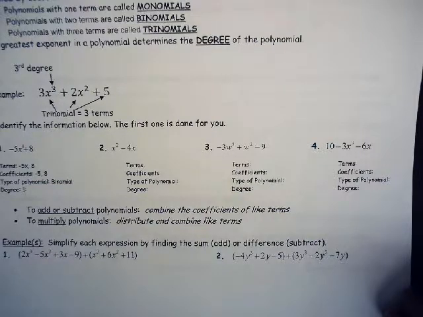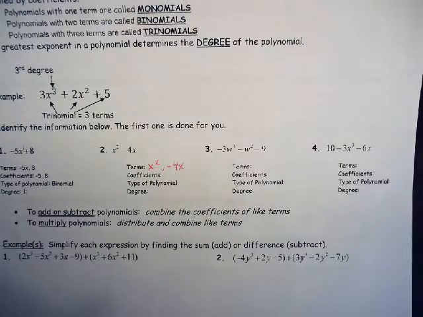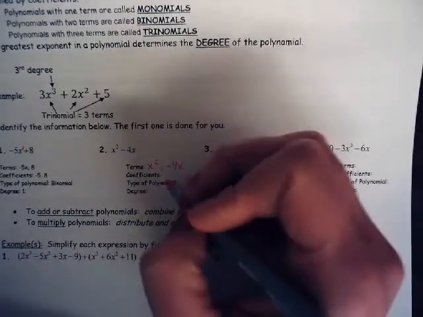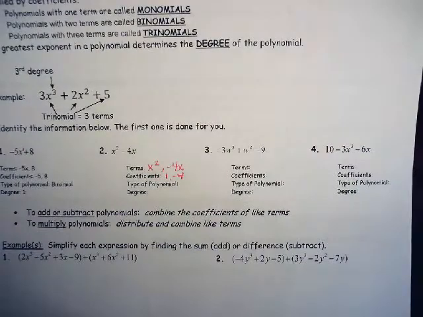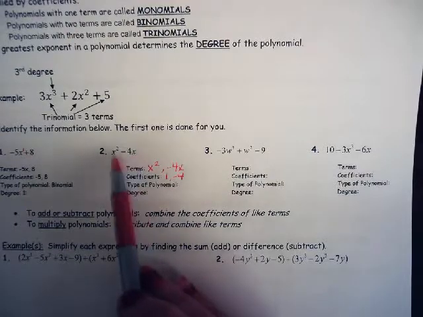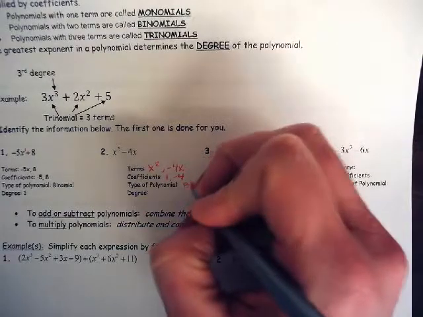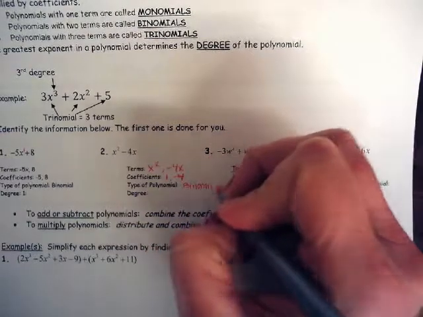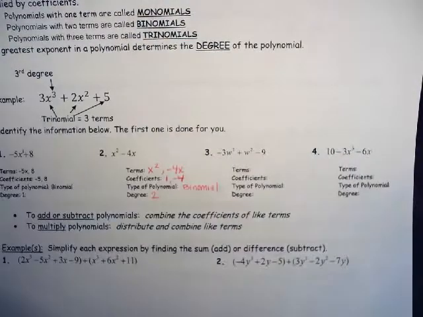So on number 2, the terms would be x squared would be a term. It's one term, and the other term would be negative 4x. Coefficients would be 1 and negative 4. The type of polynomial on this one, there's only 2 terms. We go with how many terms there are. So since there's only 2 terms, we call it a binomial. And the degree would be 2 because x squared is my largest exponent.